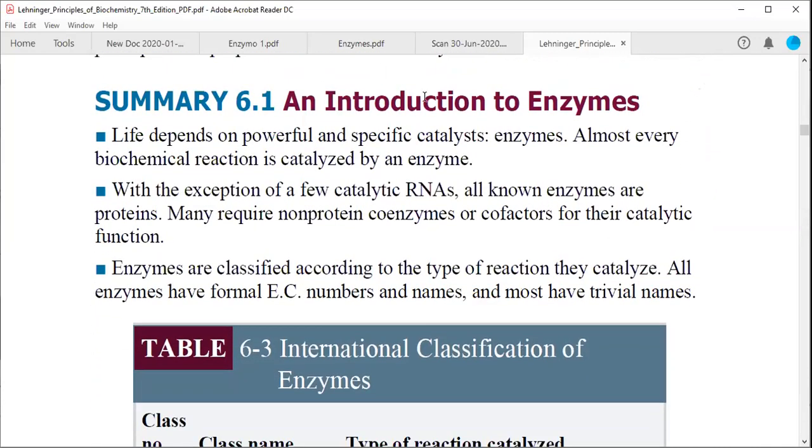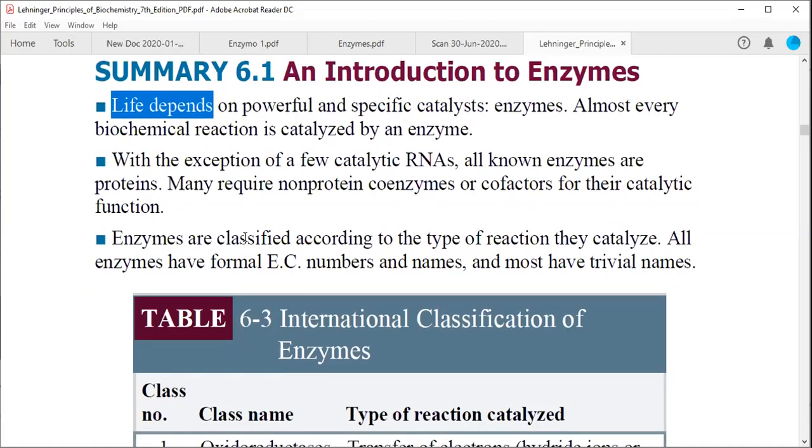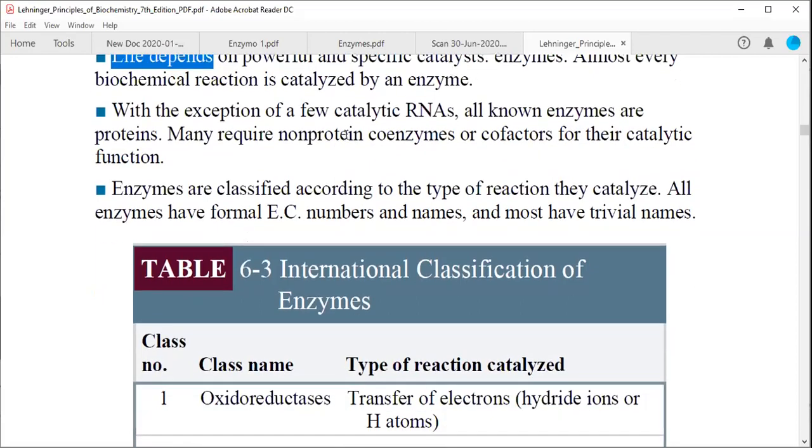Now, what we discussed in the introduction to enzymes is that life depends upon 2 things. One is self-replication, but the second most important is powerful and specific catalysts, which are called enzymes, so that the biochemical or metabolic reactions can take place. With the exception of a few catalytic RNAs, all known enzymes are proteins. They have either coenzymes or cofactors which are required for the catalytic function, and these can be either loosely bound or tightly bound. Mostly the coenzymes are tightly bound.